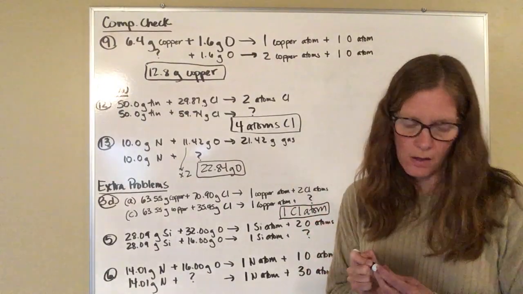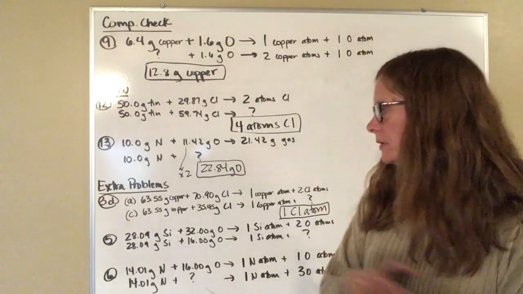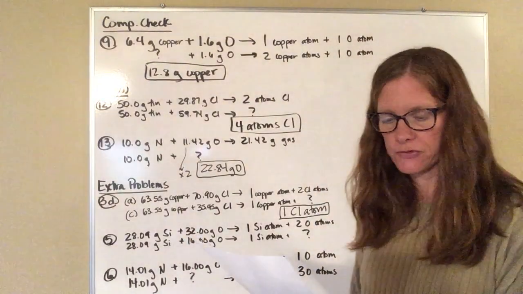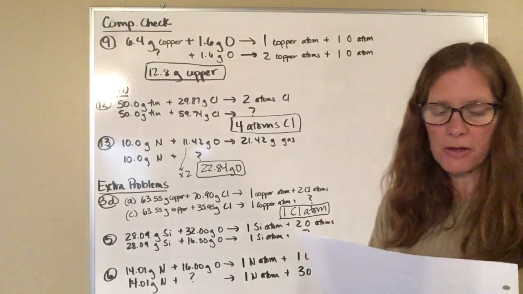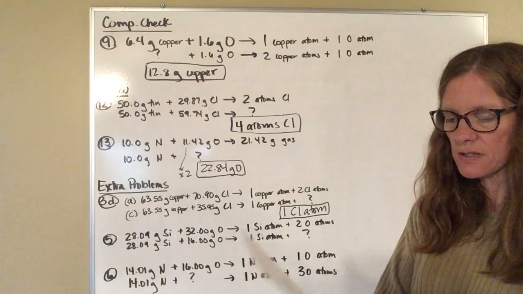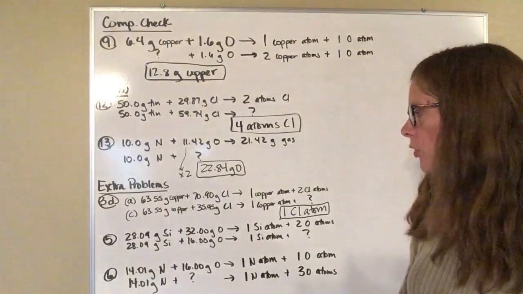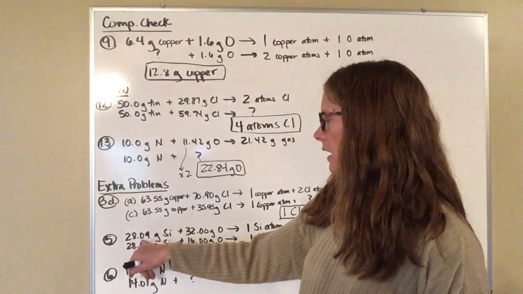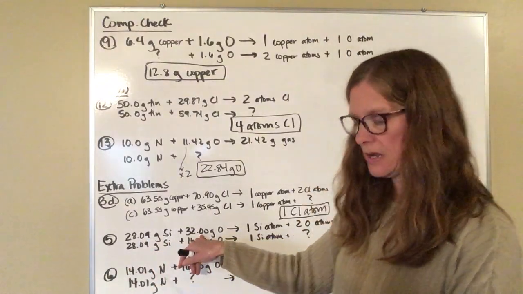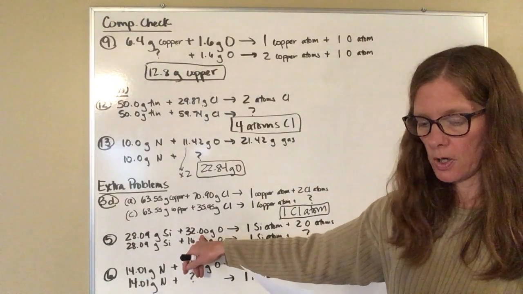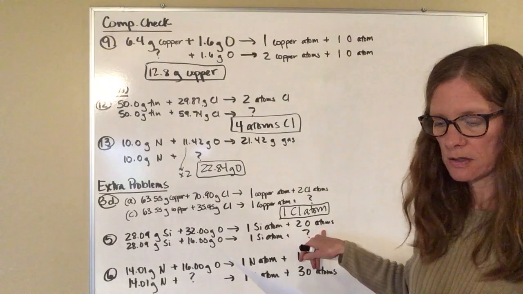Okay. Number 5. The compound in number 4, which again you're going to have to go back and look and see what you did in number 4, is composed of 1 silicon atom and 2 oxygen atoms. So I went back to number 4. I said, okay, well, I used 28.09 grams of silicon. I used 32 grams of oxygen. Again, that was from number 4. And so that gave me 1 silicon atom and 2 oxygen atoms.